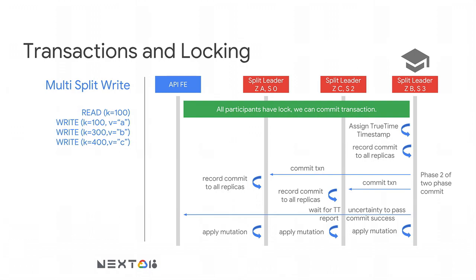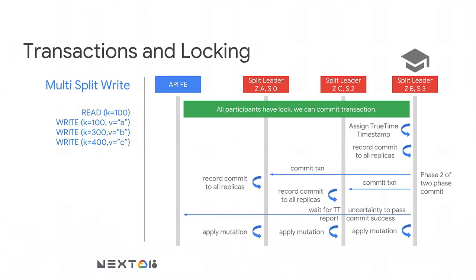So now, once I have the confirmation that my logs are acquired and they are still valid, the leader assigns a TrueTime timestamp to that transaction, records the commit to some replicas, and once it gets a majority in its Paxos group, it sends it out to the other split leaders. And then the other split leaders record that commit to the replicas in their Paxos group. And as soon as they have the majorities, they send back that they are prepared for that commit. And then once this is done, we know that the commit is done.